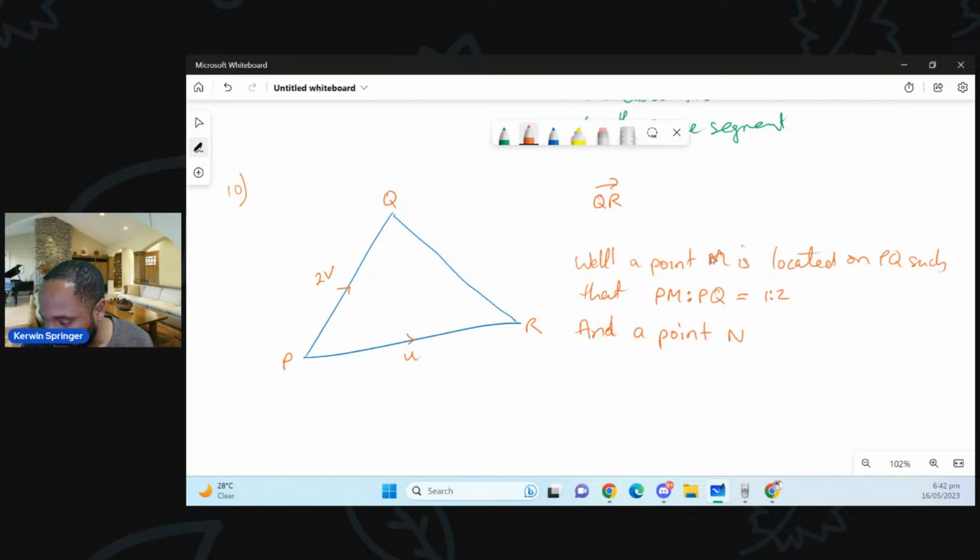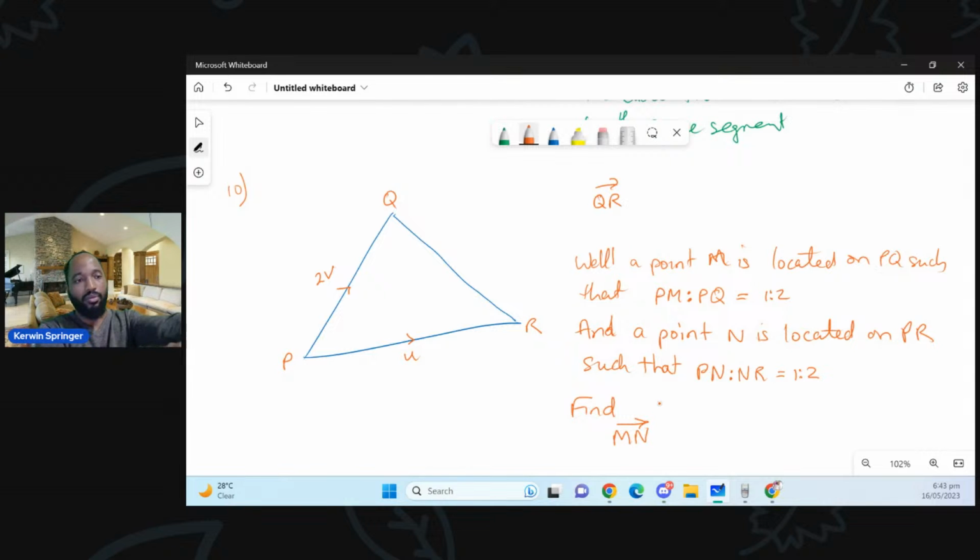N, so you have a point M, then you have a point N, is located on PR such that, in all of these questions they are trying to incorporate all the little tricks that could come, right? Such that P to N compared to N to R is equal to 1 to 2. And they want you to find M to N. Find MN.